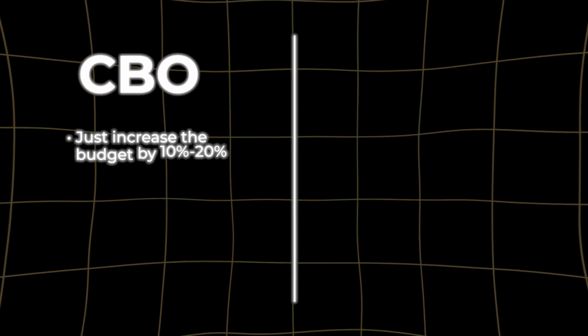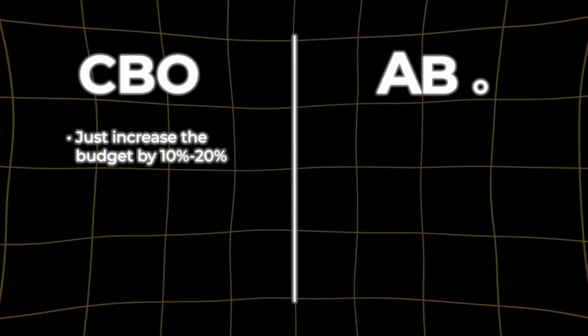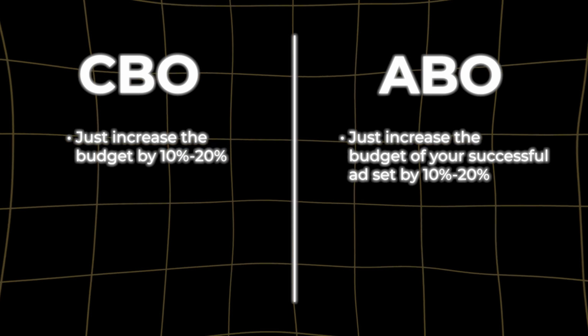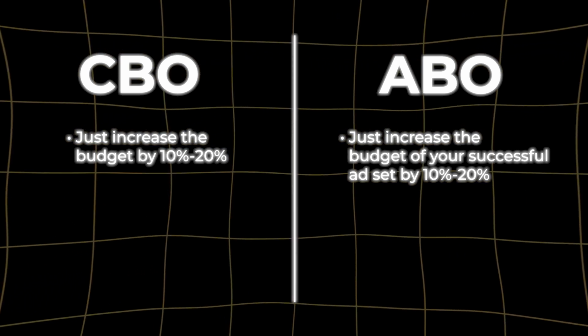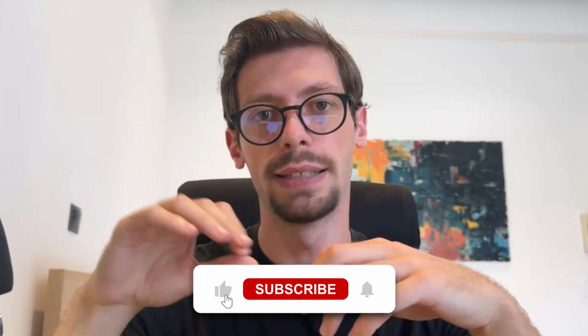So what you always want to do instead is just vertical scaling. Very simple. If you're running CBO, just increase the CBO's budget by 10 to 20%. If you're running an ABO, just increase the budget of your successful ad set by 10 to 20%. You'll probably see that the performance dip is still there, because after all, Facebook now has to find a bigger audience that's just as efficient. Luckily not twice as large because you didn't just duplicate anything, but still 10 to 20% larger than before. So you will usually see a small performance dip, but once it's optimized, you can again increase it by 10 to 20% and keep going like that.